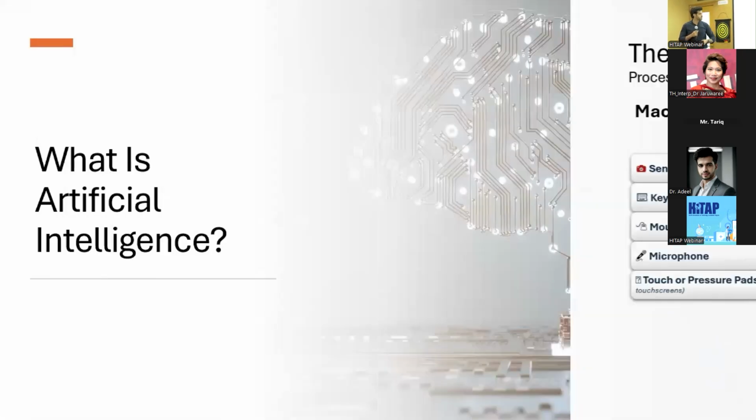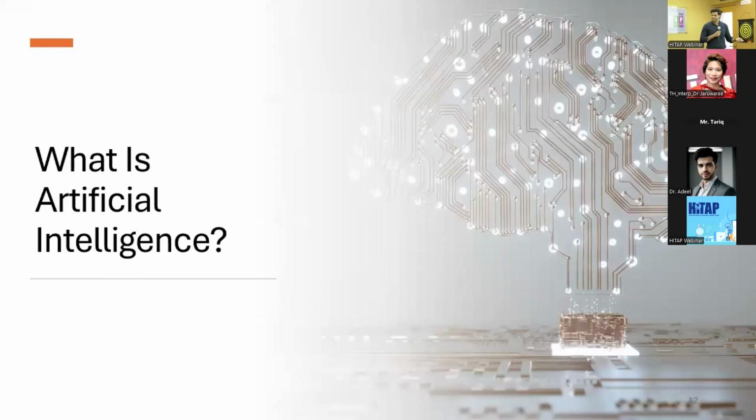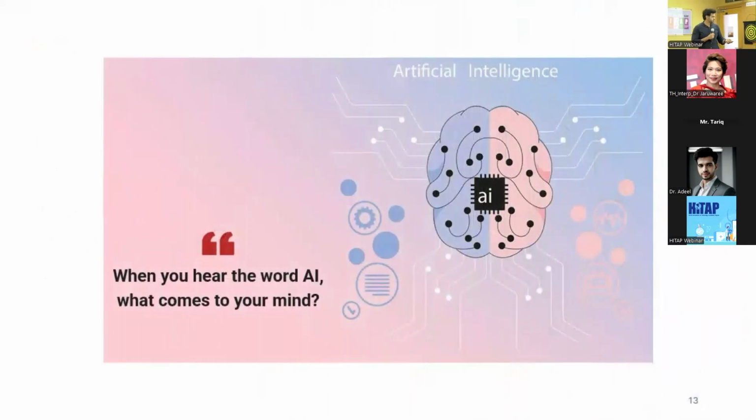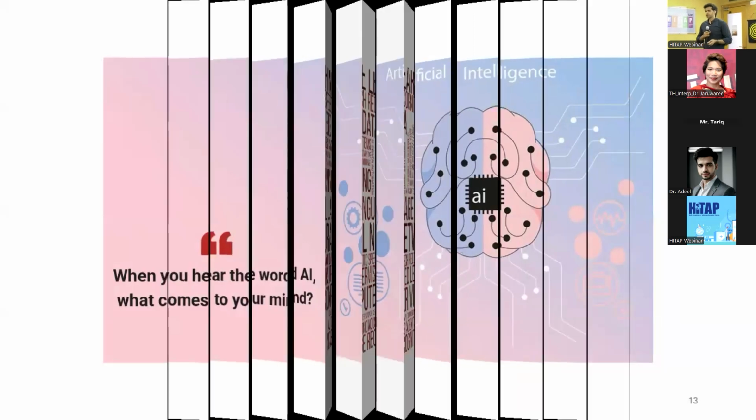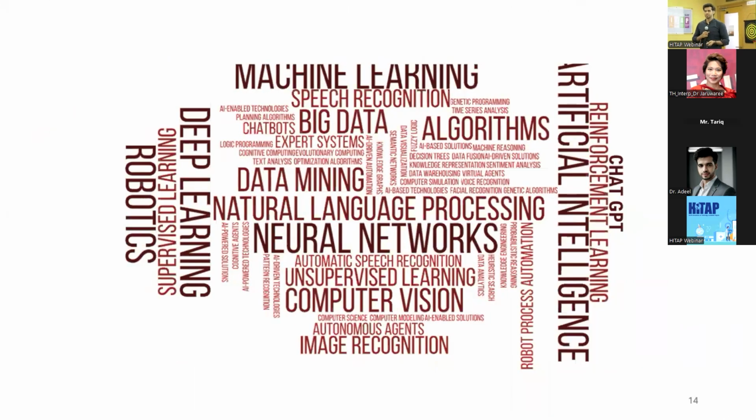Now let's try to answer this question. What is artificial intelligence? Do we really understand it or not? If we ask this question to ourselves, what words come into your mind? Maybe the first word that comes to your mind is ChatGPT. And the second may be machine learning, robotics, deep learning, image recognition, and many more.